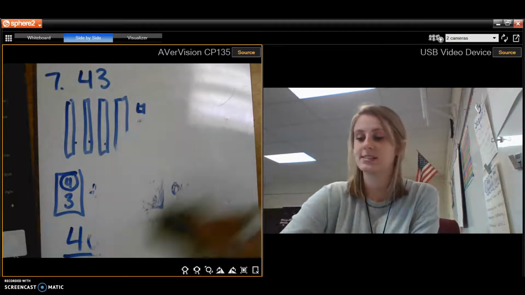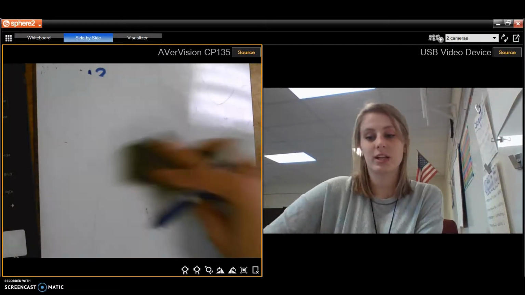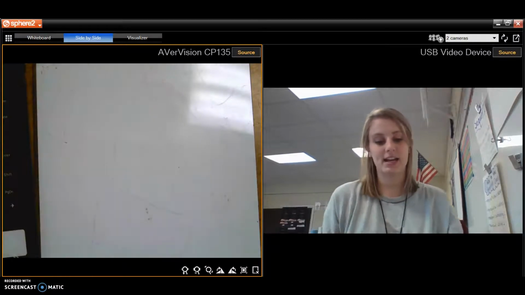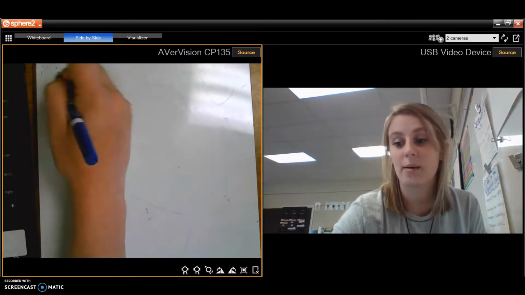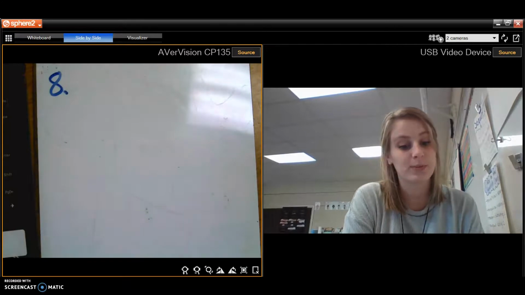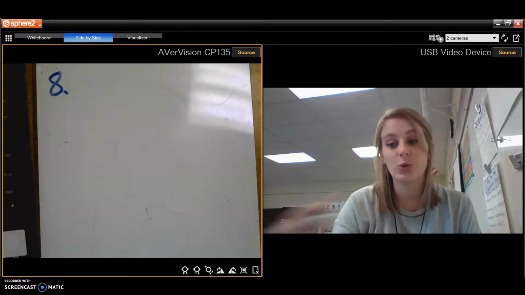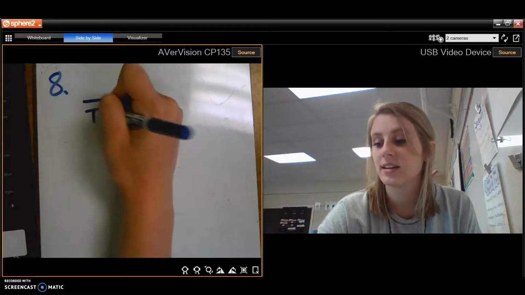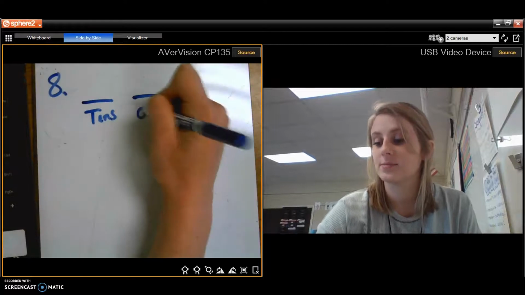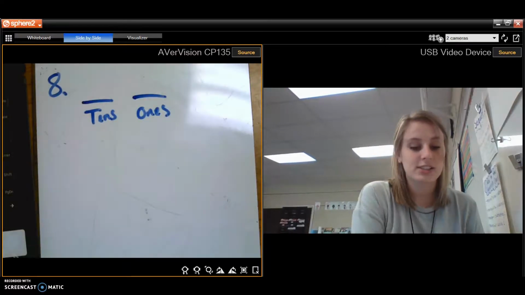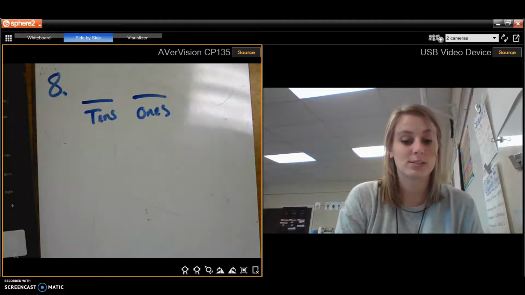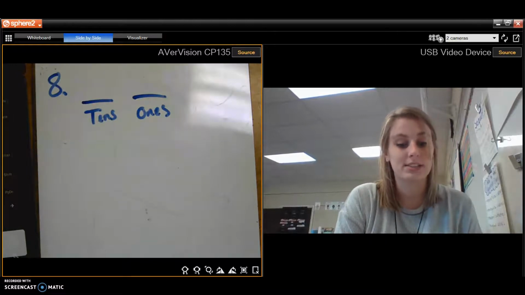I'm going to erase this. We're going to take a quick look at number 8 and 9, and then that's all we're doing for our review. So 8 says Joe lives on Maple Road. Her address has the digit 2, and I'm going to go ahead and write tens and ones. Her address has the digit 2 in the ones place and the digit 4 in the tens place.